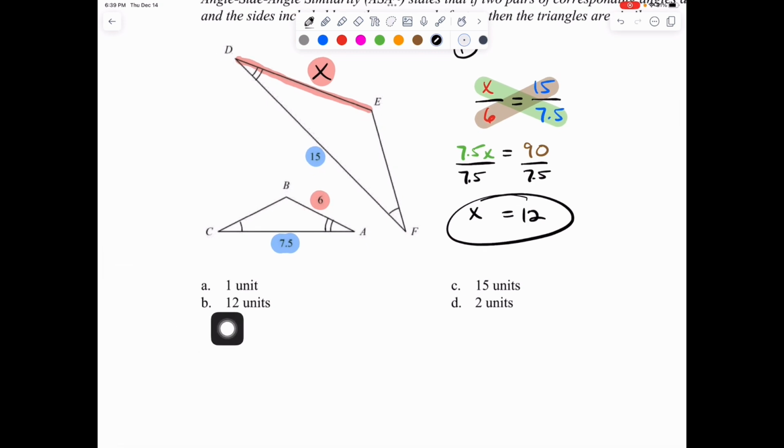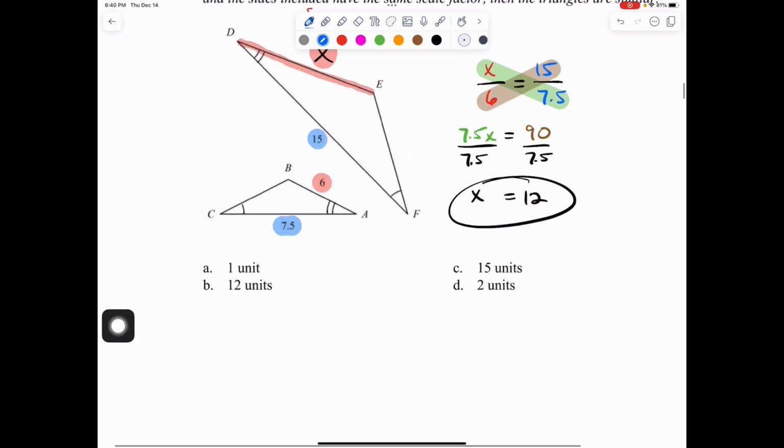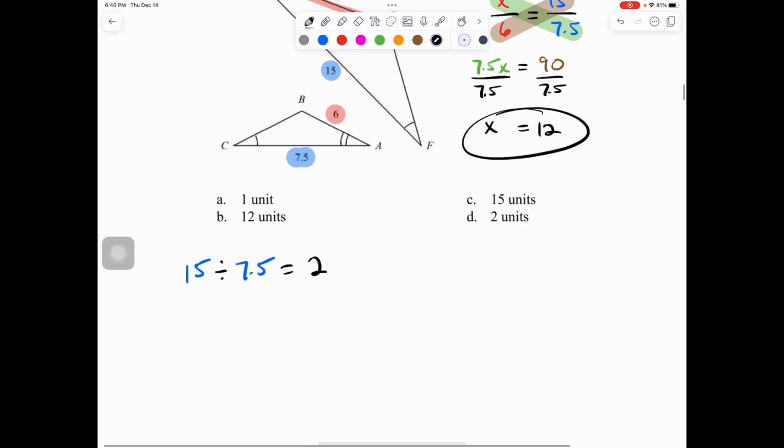Oh my goodness, look at 12. Beautiful. Now, here is one more way to do it that I want to offer you when solving this. If I know that I'm solving for this triangle because it has the variable, I can take that side of 15 and simply divide it by its corresponding side, which we've already identified as 7.5. That equals 2. Now, 2 is what they call our scale factor.